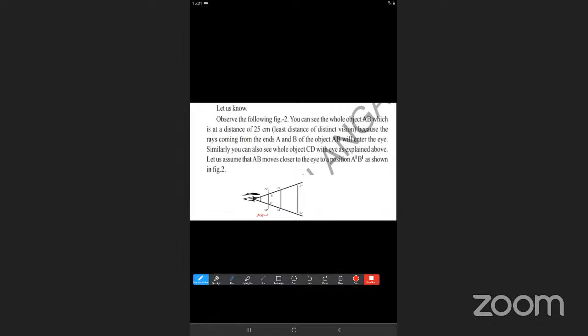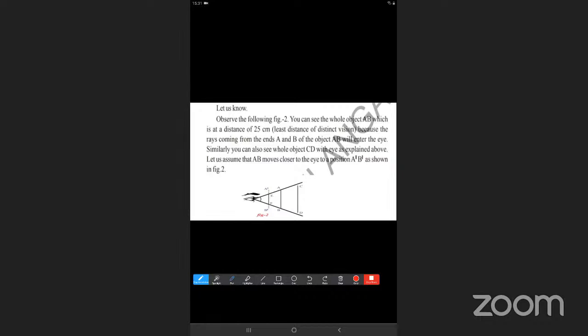Right? So here just assume that the object AB moves closer to the eye to a position A dash B dash. Okay, we are moving the object AB to a position close to the eyes. So what will happen now? Can we see the whole object A dash B dash now? No, we cannot see the whole object A dash B dash here.